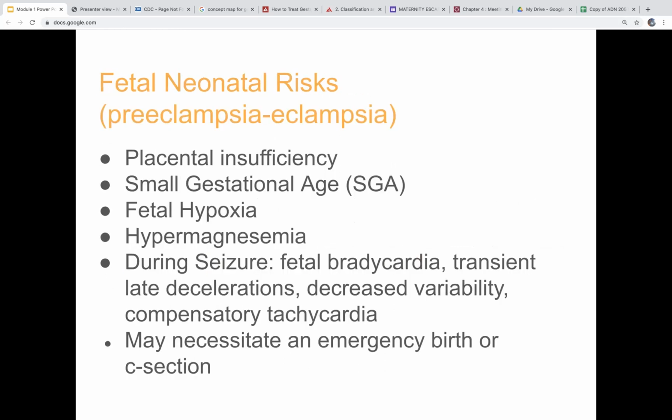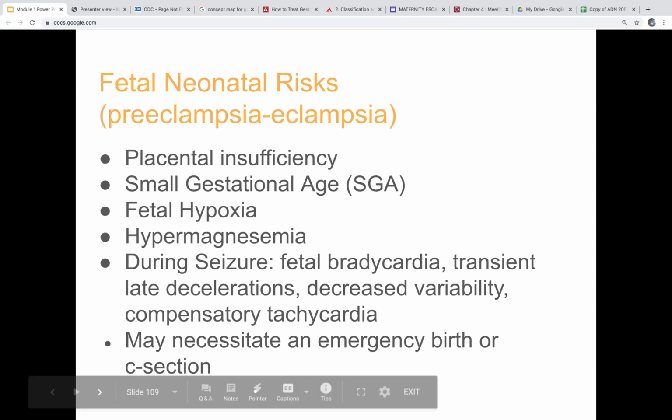Fetal risks of preeclampsia: that baby is not getting the oxygen, so they're having placental insufficiency. The babies will be born preterm. They will be small for gestational age. They'll be having fetal hypoxia. They're having trouble with getting oxygen. With high levels of magnesium during the seizure, the baby's heart rate will drop. They may have transient late decelerations, which we will be talking about later. Decreased variability, we're going to be talking about later, and compensatory tachycardia, because their body's trying to stabilize. And this may necessitate an emergency C-section.